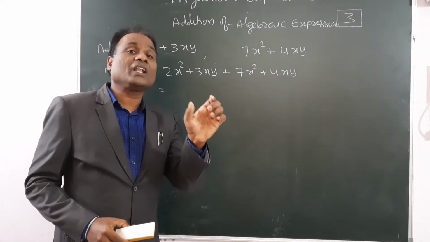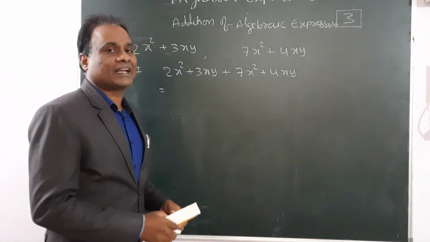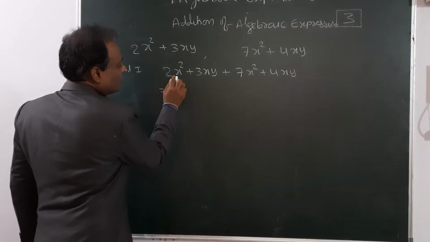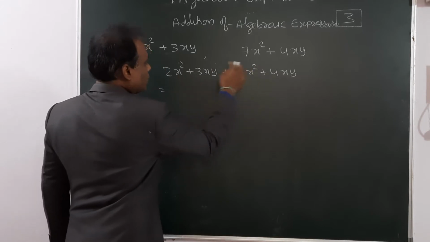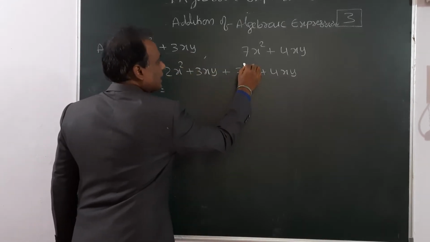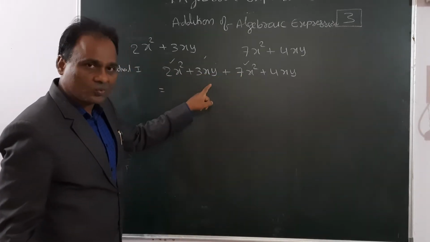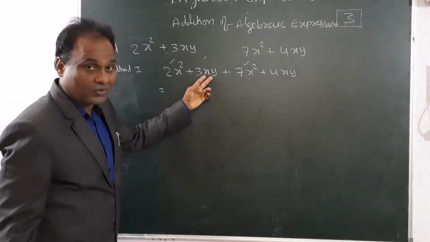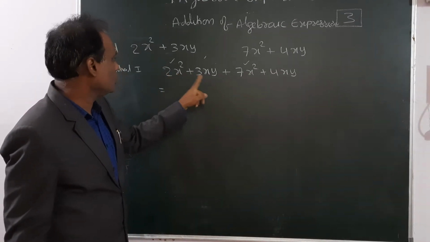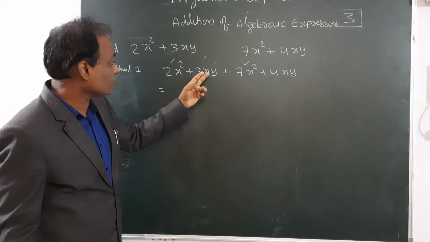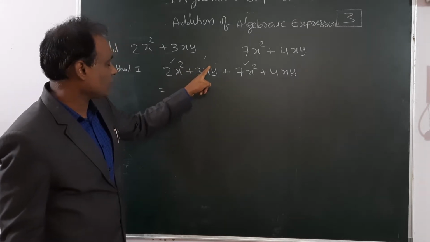Addition is possible if they are like terms. So add only like terms. 2x square is the like term to 7x square, because x power 2. So these two are like terms. We can add these two. We cannot add these two. This and this is not possible. We have to write as it is. Like 2 plus 3, 5, we can't add, because this is xy, this is only x square. There is no y here and there is no x power 2 here.